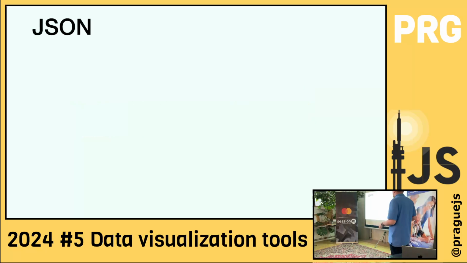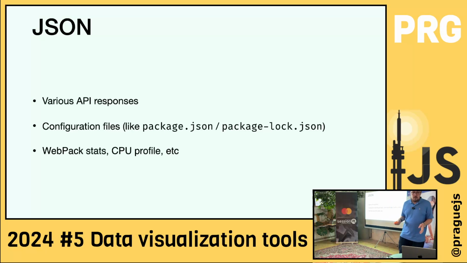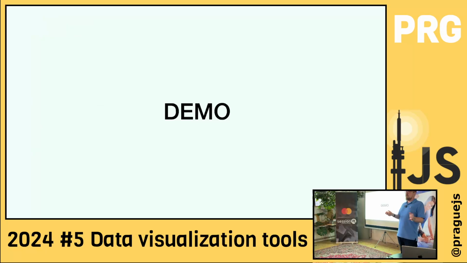And where are we using JSON? Basically, we're using JSON in various API responses and configuration files like package.json, and we have huge files of JSON data when we have webpack stats or CPU profiles, etc. But when it comes to viewing JSON, we could use a code editor, or we could use a browser.